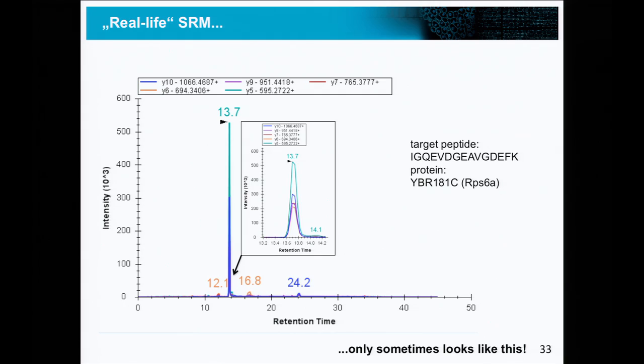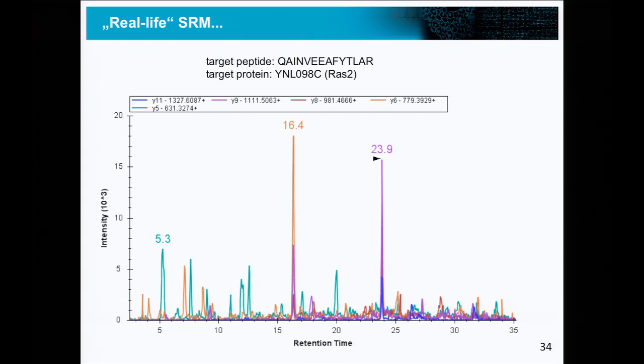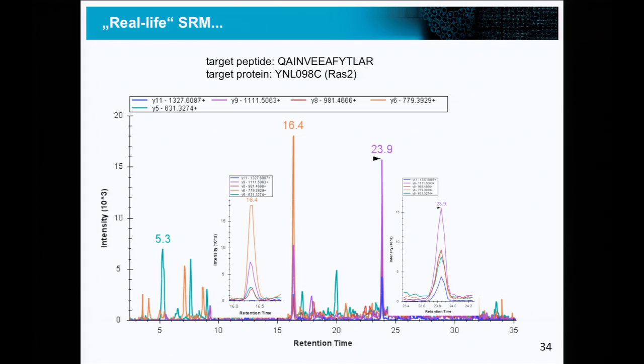But I think this RPS6A is one of the most abundant proteins in yeast. So unfortunately, very rarely will SRM data look so beautiful. Much more often, you will see data that looks like this. This is another peptide coming from a kinase, and you can see these 5 different transitions were measured. And here now there are actually 2 retention times where I see coelution of those sets of transitions.